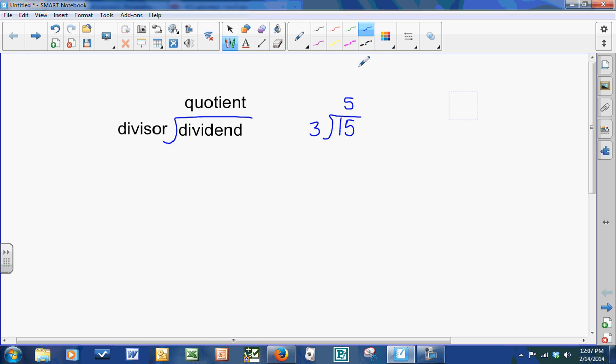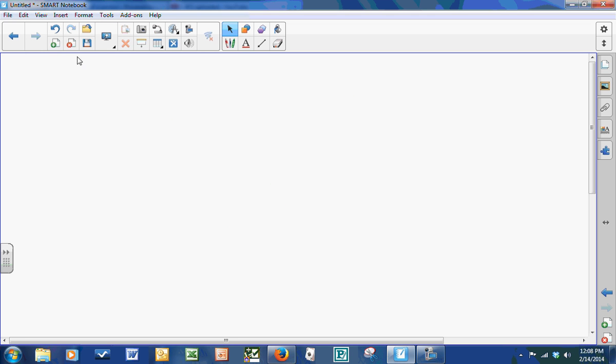If you see a problem that looks like 24 divided by 6 equals 4, then your quotient is 4, your divisor is 6, and your dividend is 24. There's really no way around learning these other than just memorizing the definitions. Okay, so let's go to the next page and begin work on some harder math problems.